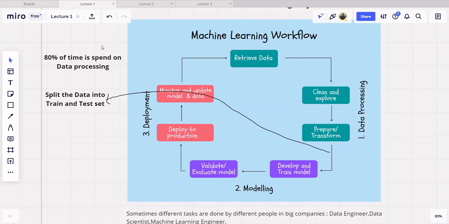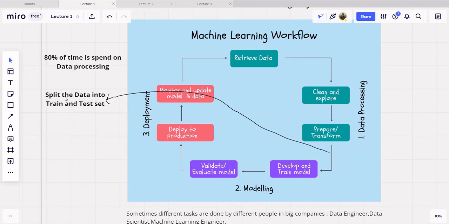So if our data is good, then our training for a model will also be very good, and we'll get pretty good performance out of it. So whenever you are creating a machine learning project, most of the time will be spent on data processing.